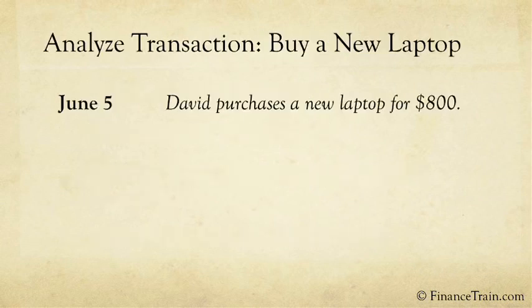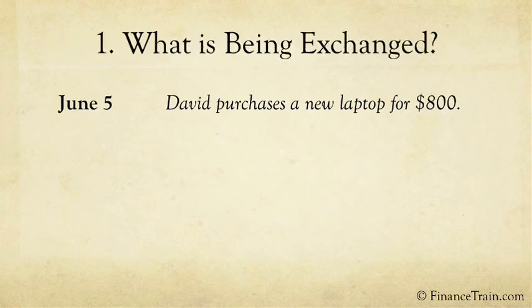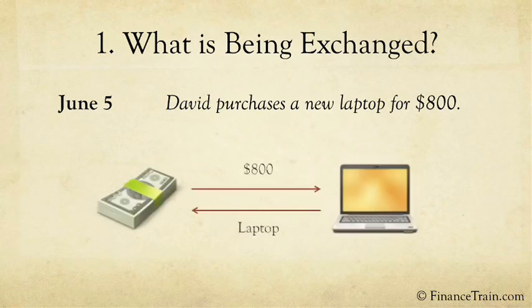The first transaction we will look at is the purchase of the laptop. On June 5th, David purchased a new laptop for his work. The laptop cost him $800. First, we need to determine what items are exchanged. A transaction is defined as the sale or exchange of goods or services. In this transaction, a laptop is exchanged for cash. Both the laptop purchased and the cash are physical property of Web Design Inc.